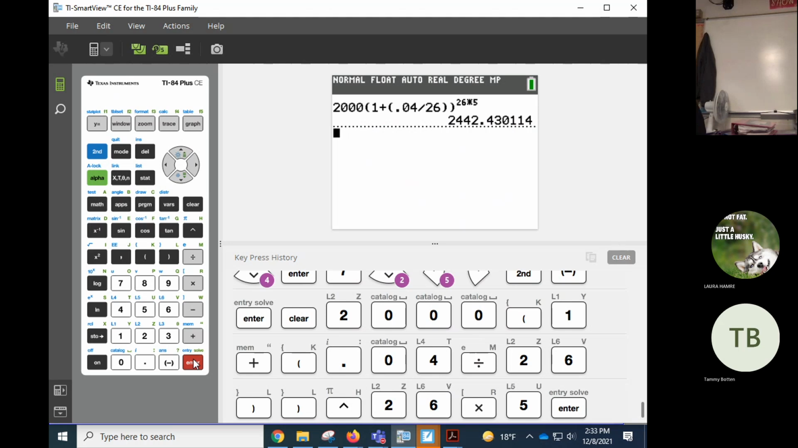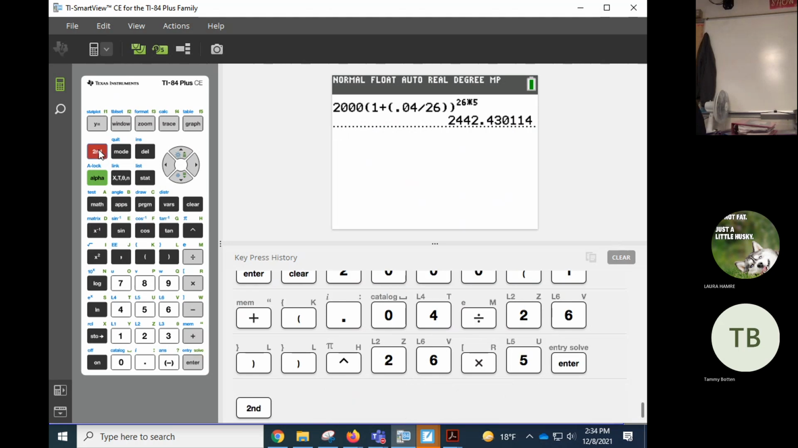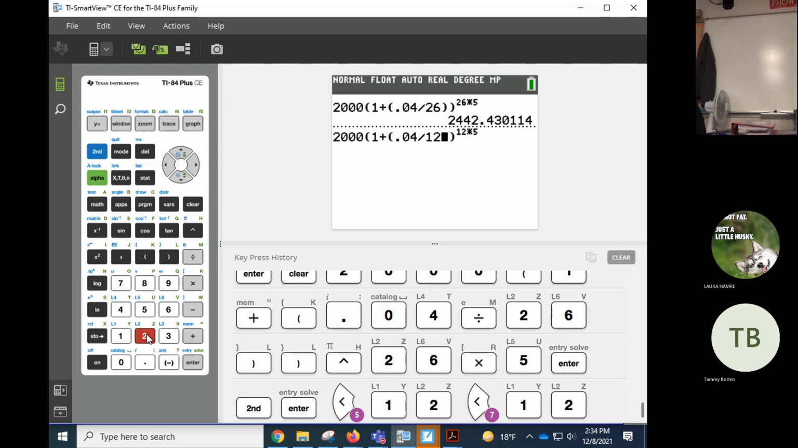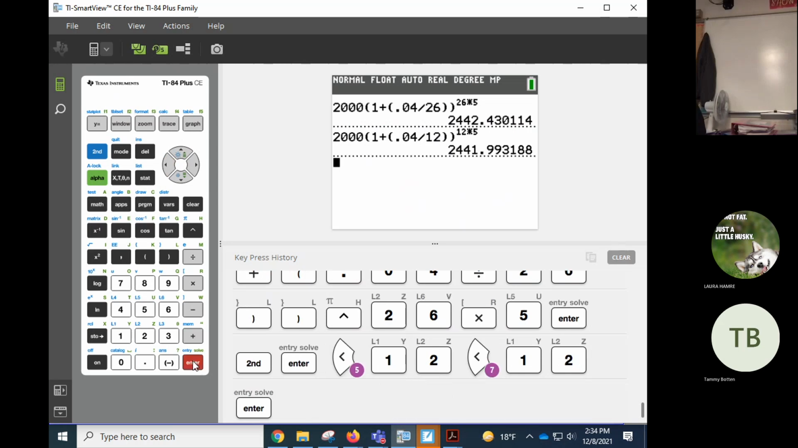Did you know, if you go second, enter, it brings down what you just plugged in, and you can just go to where your 26s are and change it to a 12. And then you don't have to redo the whole thing. And you're going to notice the money doesn't change much in this. So it must need a bigger amount of money in the account, or a bigger interest rate. But 4% on a savings account, I think is pretty good.